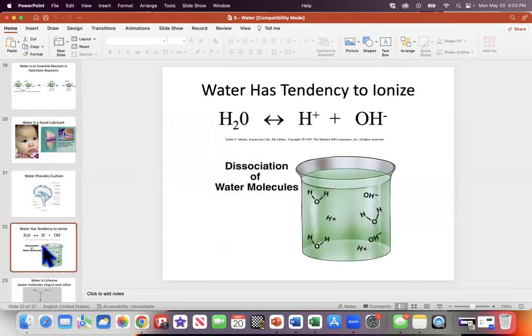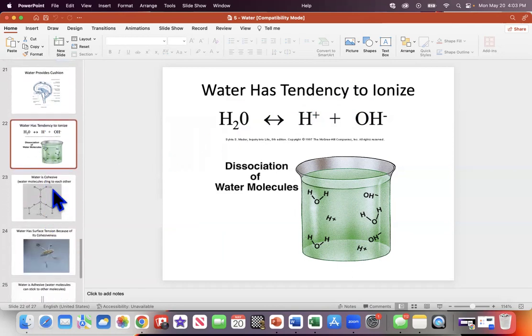And water tends to ionize. Even though you have water only, it actually will break down and become H plus and OH minus. So when we talk about acid and base in our next lecture, they're supposed to be equal. But when they are not equal, that's when you have acid or base.